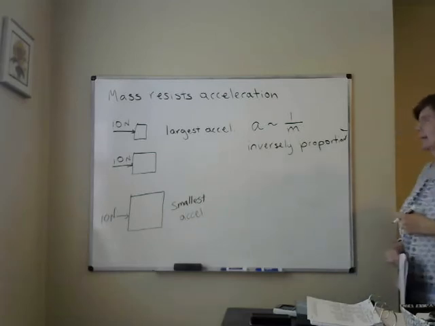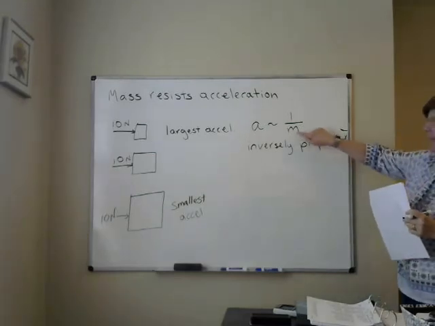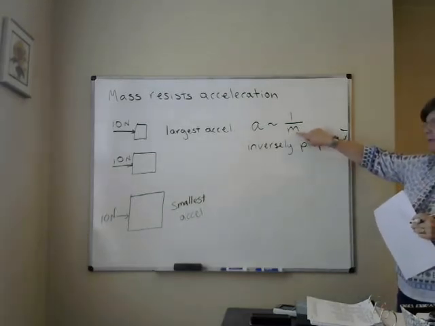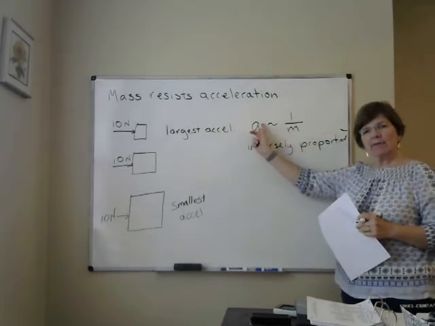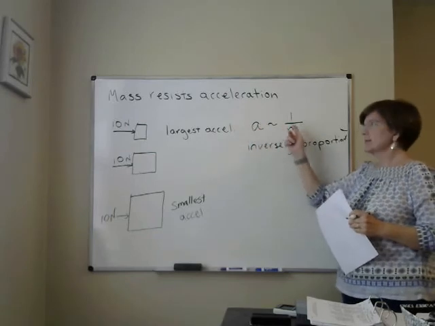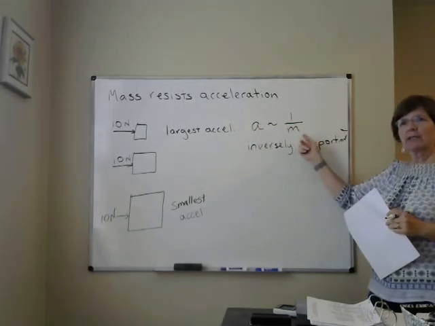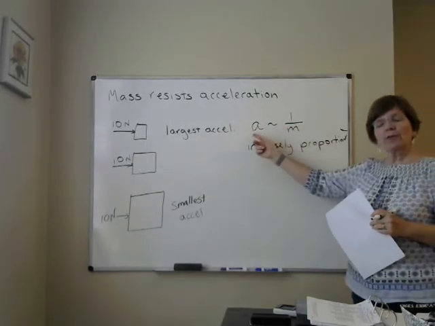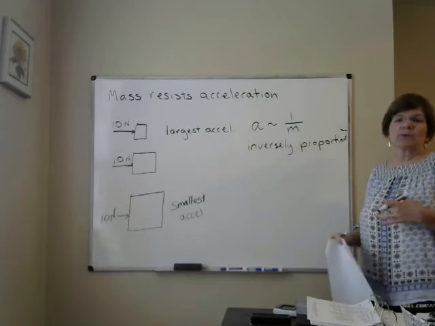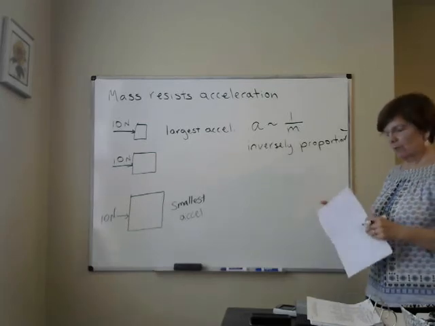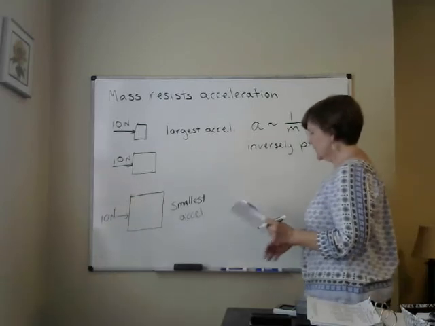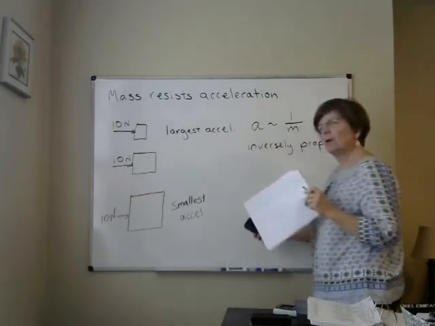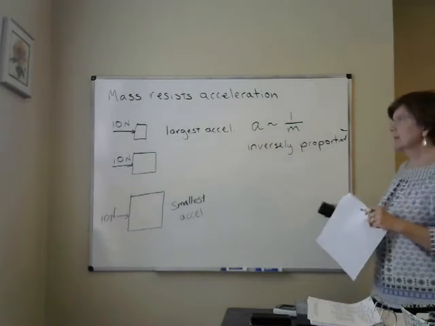What does that mean? It means if the mass is twice as large, 1 over 2, that's a half, the acceleration is going to be halved. If the mass is 3 times as large, the acceleration will only be 1/3. If the mass was 10 times as large, the acceleration would be 1/10. Which brings us, if we put this with what we talked about earlier, we're going to get Newton's second law.